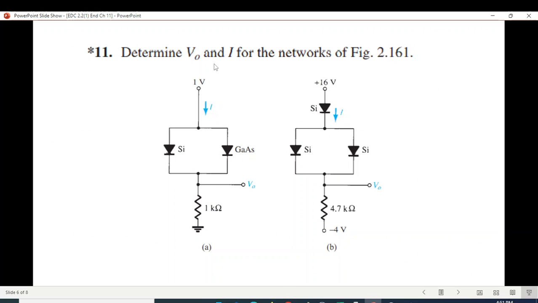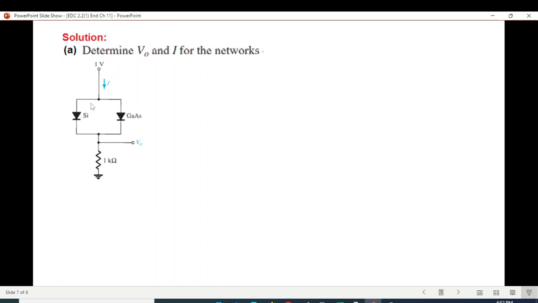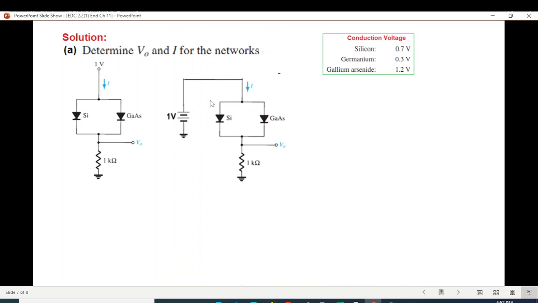Question number 11, we have to calculate V and I. Similar question. Part A, silicon and gallium arsenide. Now the voltage here is 1 volt, keep in mind. First of all, connecting the battery.